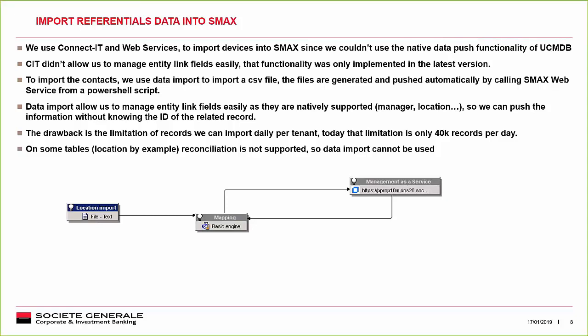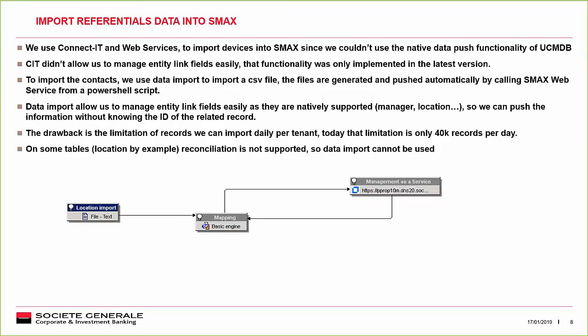Using that process is really useful because the data import manages some things automatically, like the entity link field, which allows us to import information like the location of the contact or the manager without having to know the ID in the specific table. But we are limited by the number of records we can import, which is 40K.